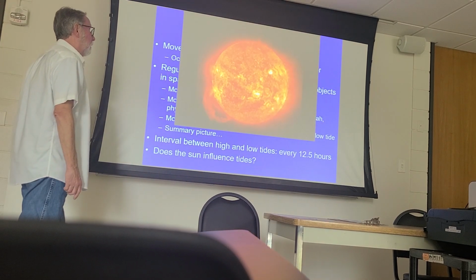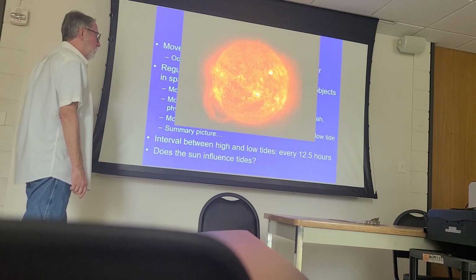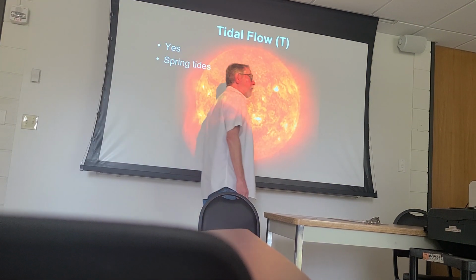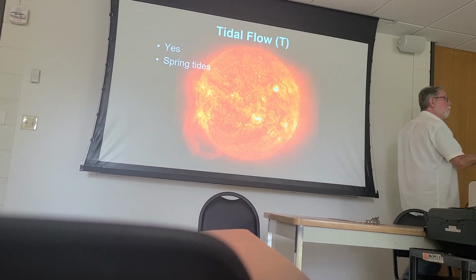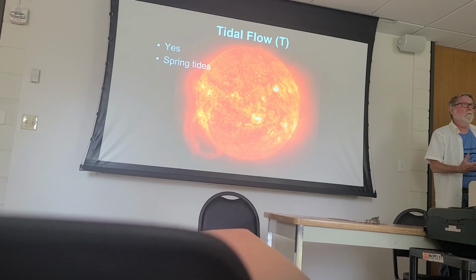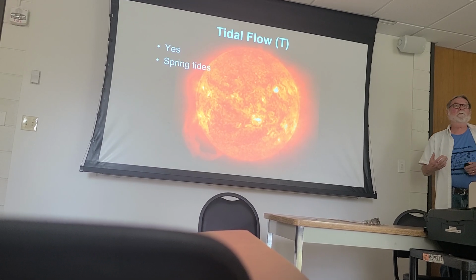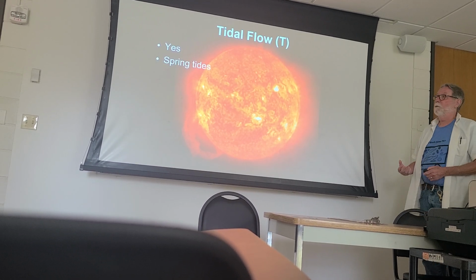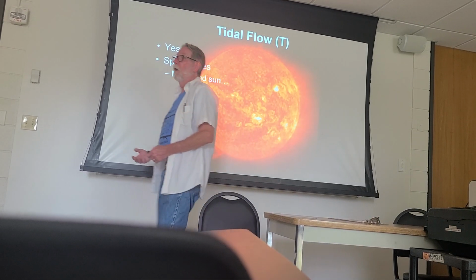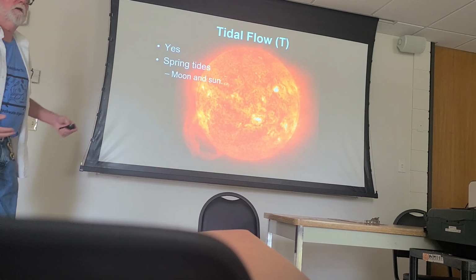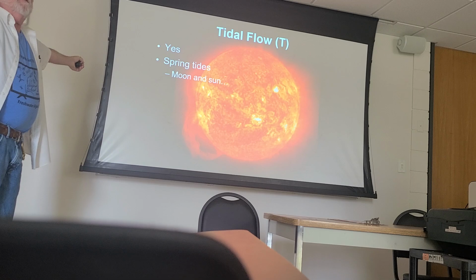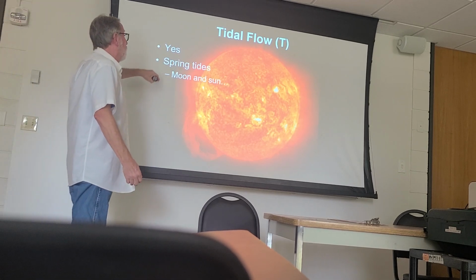Okay. Does the sun play a role in this? Yes, the sun plays a big role in this. The sun is much bigger than the moon, so it pulls hard, but it's much, much farther away. So it pulls, but it doesn't have the same oomph as the moon. So if the moon and the sun are pulling together, let's say the moon and the sun are both above you, or the moon's on one side and the sun's on the other side, that means they're pulling together. You're having what's called a spring tide.